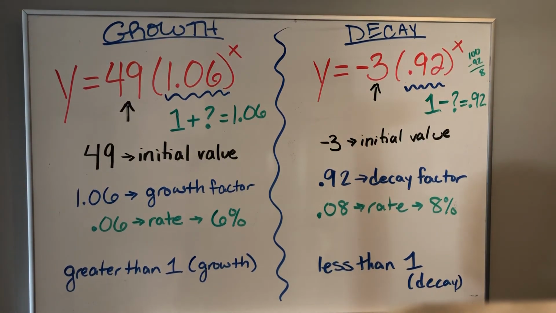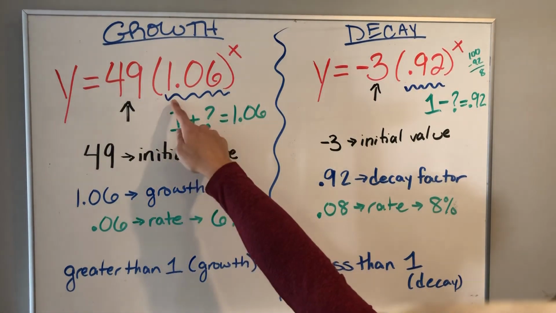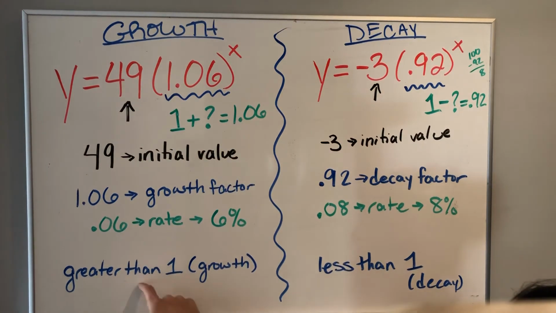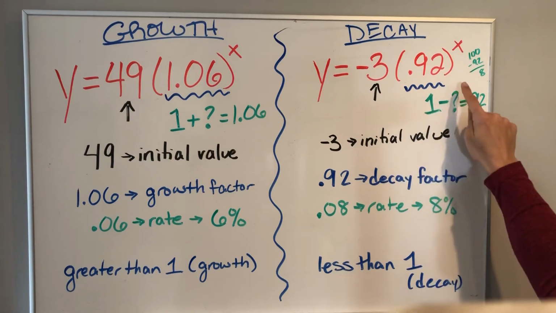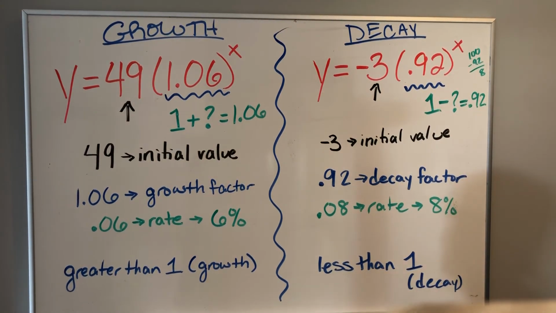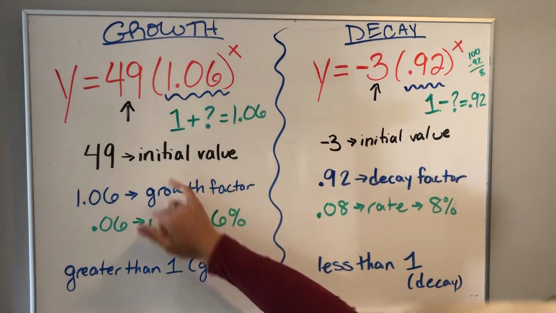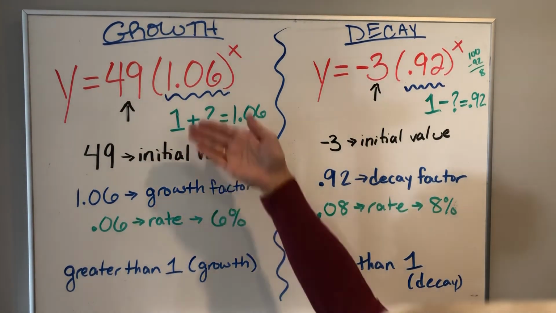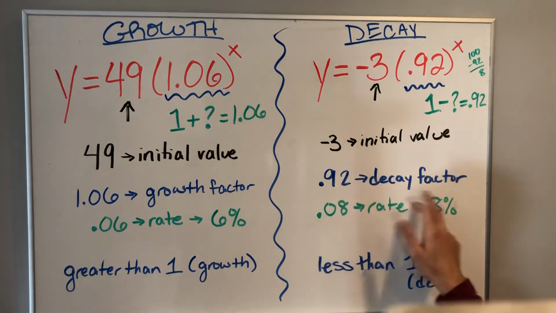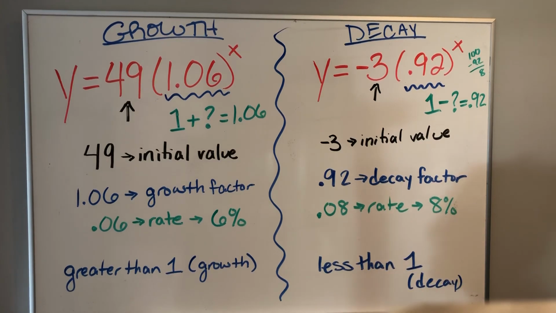So just a recap, okay? Growth of an exponential function, you are going to have a number inside the parentheses that is greater than 1. When you have a decay, the number inside the parentheses is going to be less than 1, okay? However, the things that they have in common, they're always going to have an initial value, and it's always going to be your first number. You're always going to have a number inside the parentheses, okay? And that's always going to be your factor. Depending whether it's growth or decay, depends on whether it is above or less than 1, okay? And you will always have a rate.